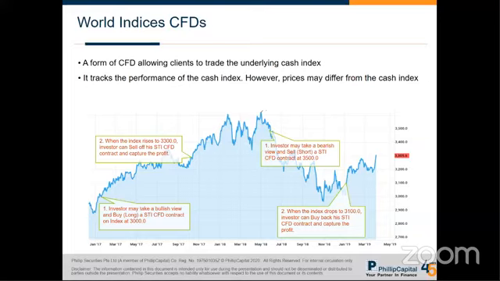If 1 point is $5, then 300 points times $5 gives you $1,500 of profit. But this does not include the commission and the financing charges. So this is how you can profit from the index. Whereas if you think this index is too bullish and already overbought, you can do short selling with this CFD index.